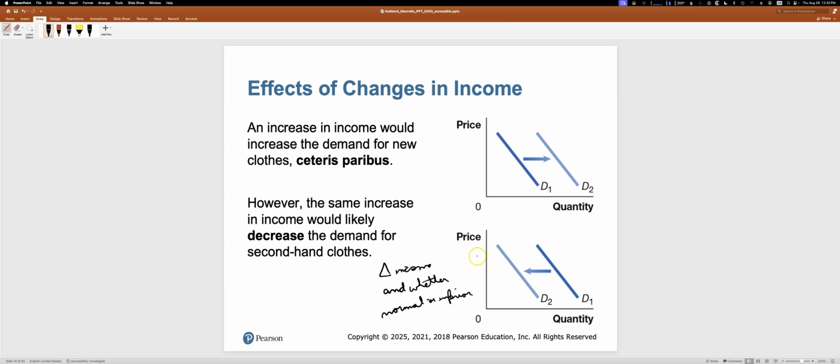Is income going up or down? And I would have to tell you if it's normal or inferior. So an example would be income's going up and it's an inferior good, then demand for that good will do what? Go down. Because people are richer, they're going to stop taking the bus as much.